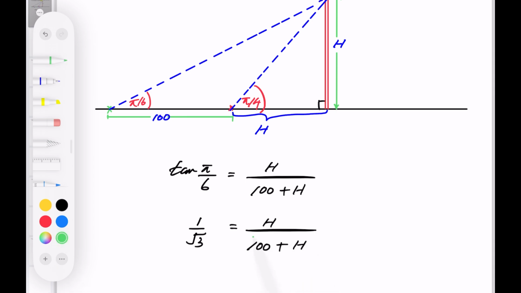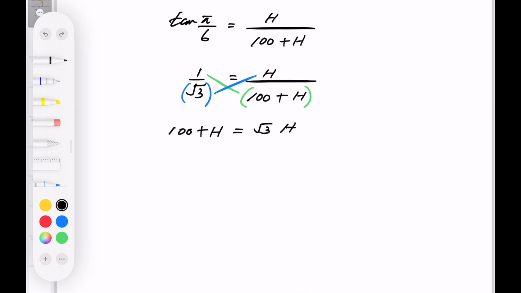We can multiply the denominator with the 1 on top on the left hand side, and we can multiply this denominator square root 3 with the h on the other side. Then we get 100 plus h. In fact, 1 times 100 plus h is equal to square root 3 times h. I need to subtract h from both sides so that h can be isolated on the right hand side. That way I will only have a 100 on the left hand side. On the right hand side I will have square root 3 h minus h.